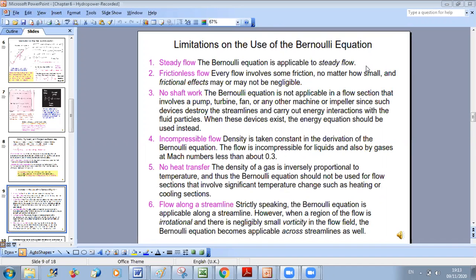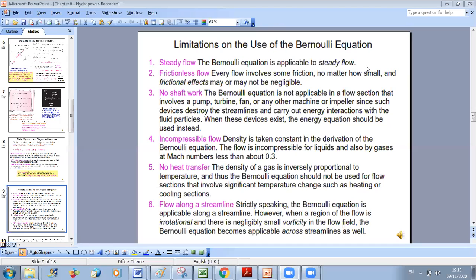So for Bernoulli, no shaft work because Bernoulli equation is not applicable in a flow section that involves a pump, a turbine, a fan, or any other machine since such devices destroy the streamlines and carry out energy interactions with the fluid particles. So I should have streamlines. This is why I said, no, I am applying over a streamline, a certain smooth line that I can follow. I should not have disorder. I should not have turbulence.